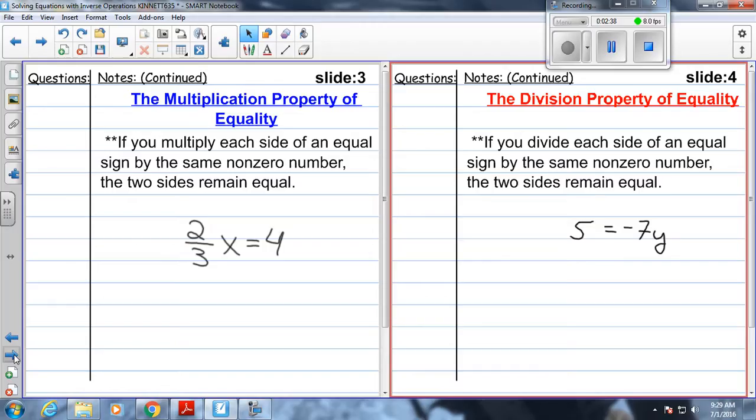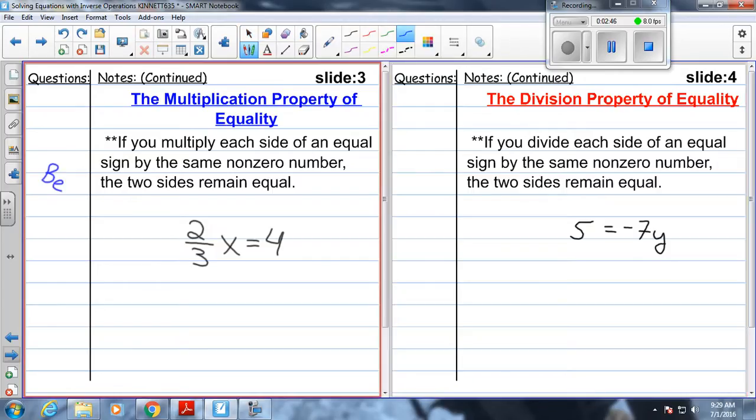Welcome back, students. Okay, so on these ones, we're learning about the multiplication and the division. Again, we're being fair here. We have to be fair. Whatever we do to our left, we also have to do to our right. So to get rid of this rational coefficient, we're trying to make the number 1 here, and we're going to use what's called the multiplicative inverse.